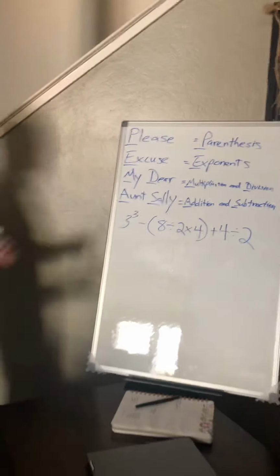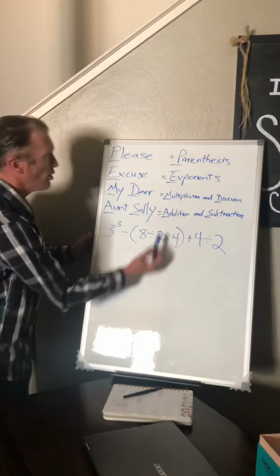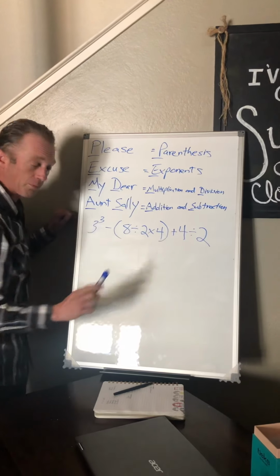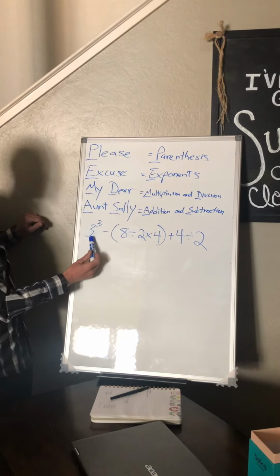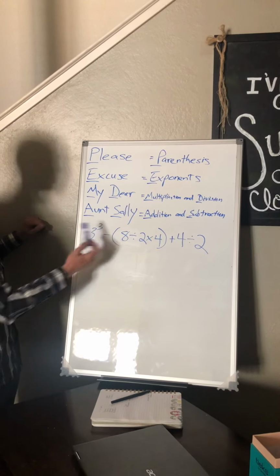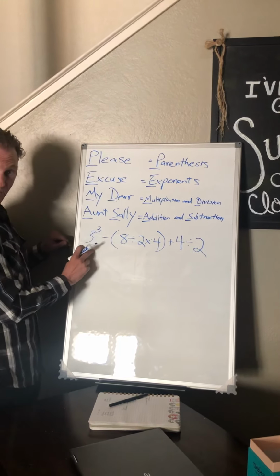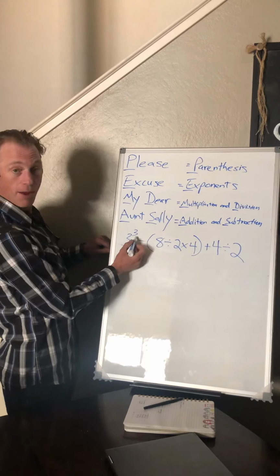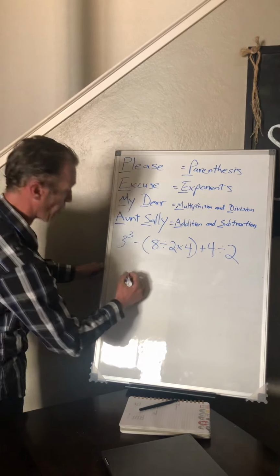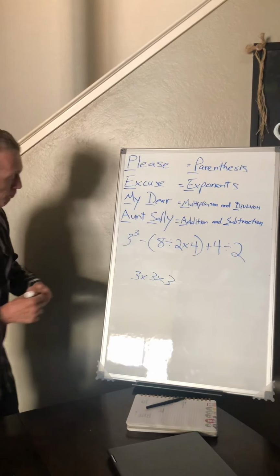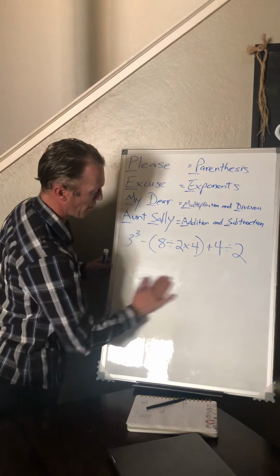For those of you who don't know, these are the parentheses right here. So parentheses first means we're going to do the work inside the parentheses first. Exponents is this right here. Here's an example. This is 3 to the 3rd power. And this simply means that you're going to multiply the base number here by itself the number of times of the exponent. So this right here would be 3 times 3 times 3. Okay?